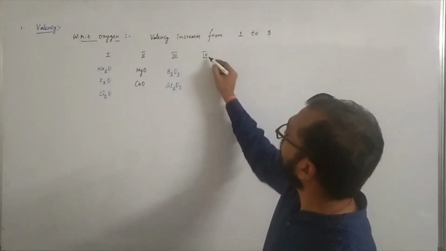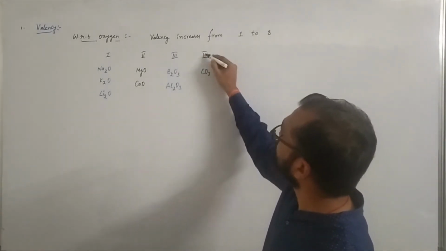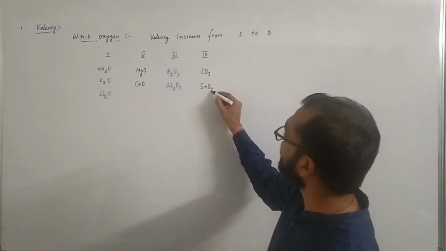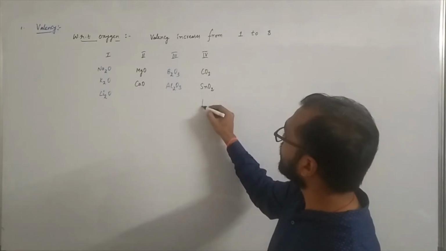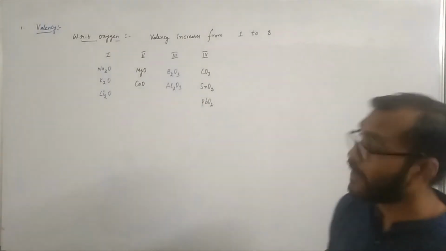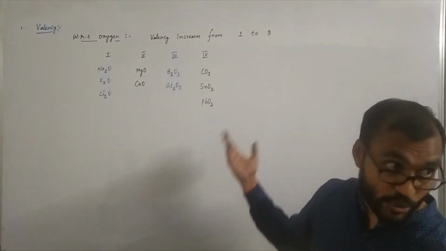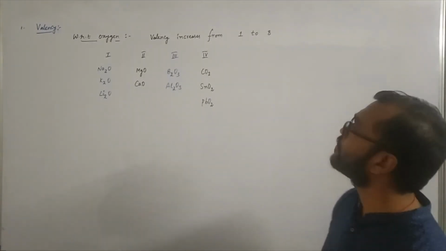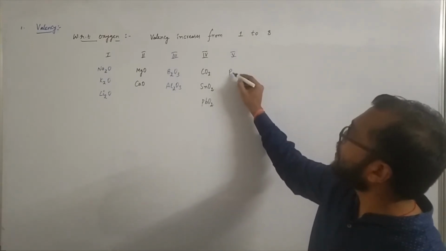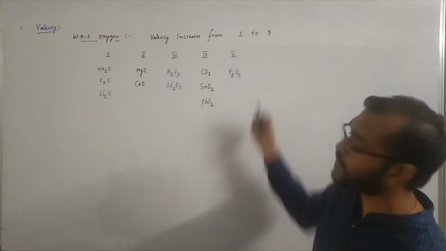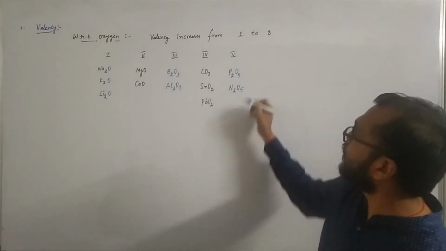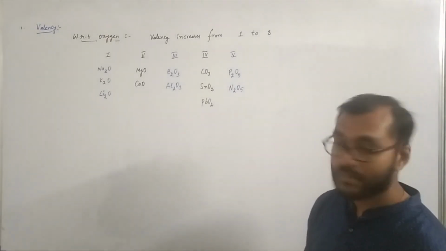If you take 4, carbon dioxide, CO2, right? SnO2, tin oxide, lead oxide, PbO2, and so on. They show valency of 4, SiO2 and so on. Silicon dioxide, SiO2. Next, group 5, P2O5, phosphorus pentoxide, N2O5, etc. Now here the valence of each element is 5.